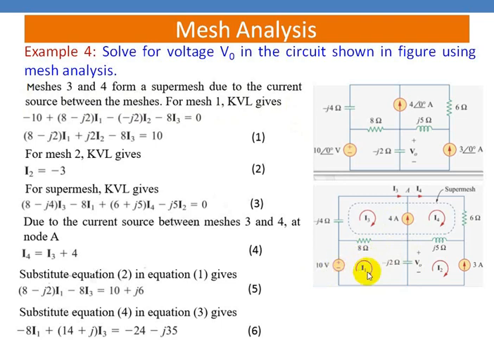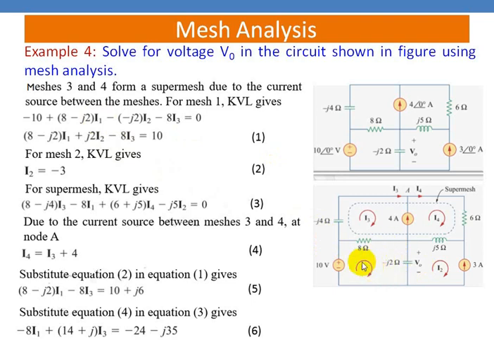The equation is minus 10, since current is flowing out from the voltage source. Then plus, for I1, you have to add all the resistances and reactances in this, that is 8 minus J12 into I1 while writing for mesh 1. Then I2. You have to identify which component is common between first mesh and second mesh, that is this one. This is minus J2 ohms.